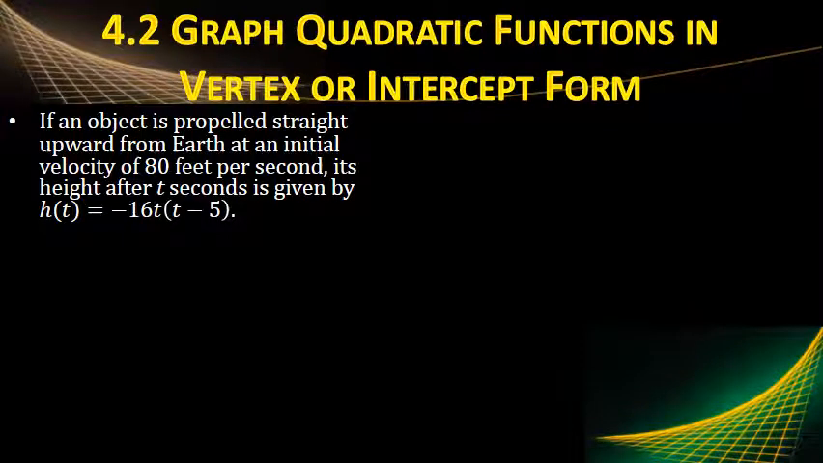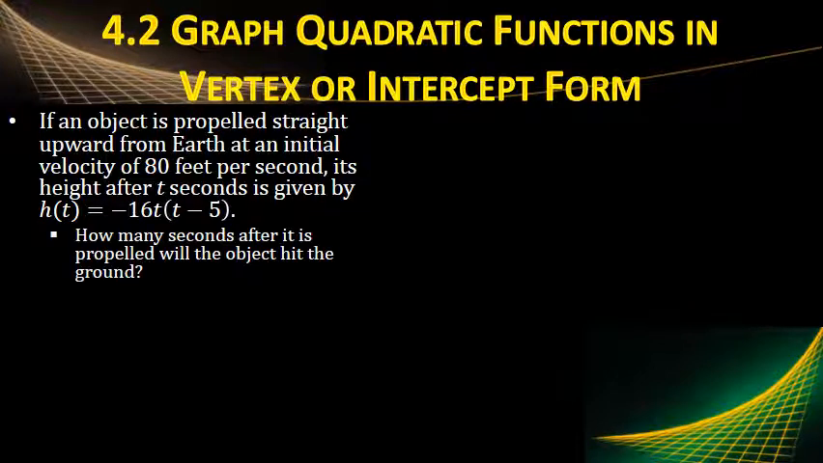Let's try a word problem. If an object is propelled straight upward from Earth at an initial velocity of 80 feet per second, its height after t seconds is given by that function. How many seconds after it is propelled will the object hit the ground?